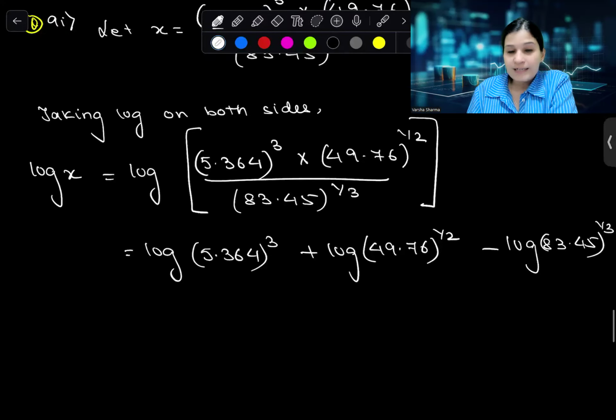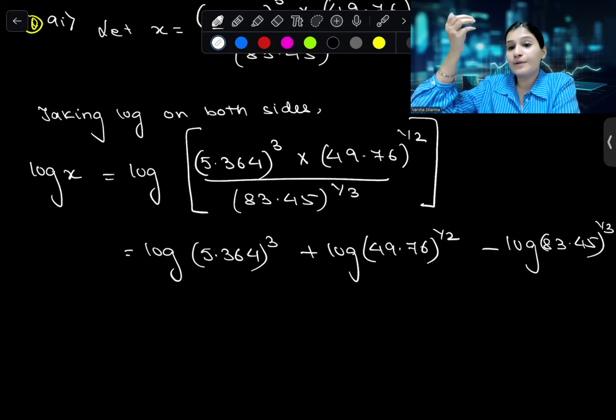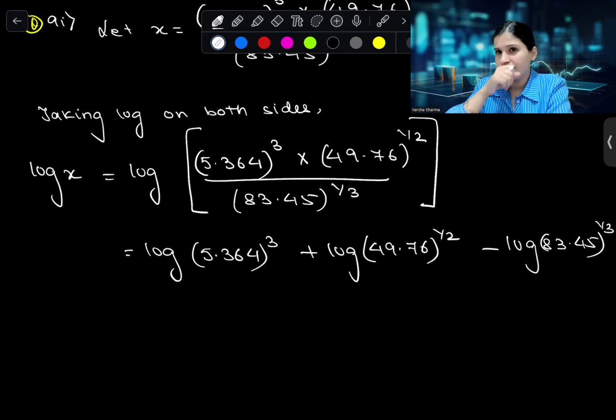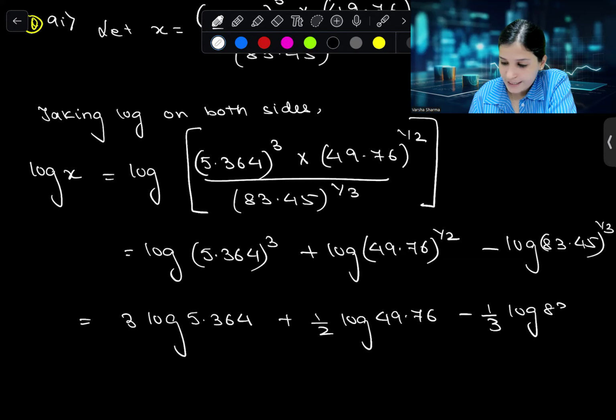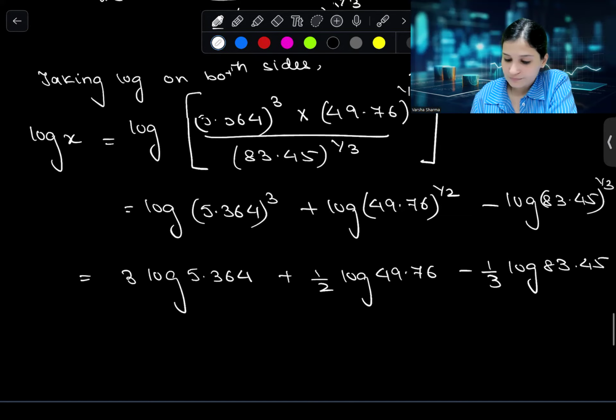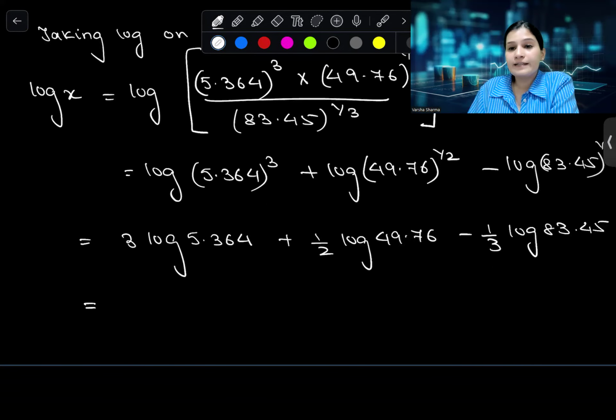Now, the second property: the powers come to the front. So 3 log 5.364 plus half log 49.76 minus 1/3 of log 83.45. So let us now find these values. Log 5.364. What is the log value?